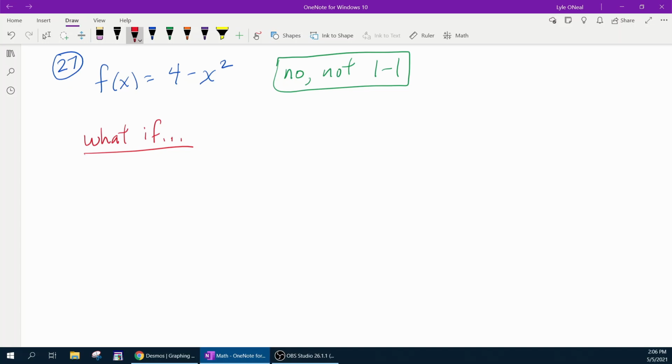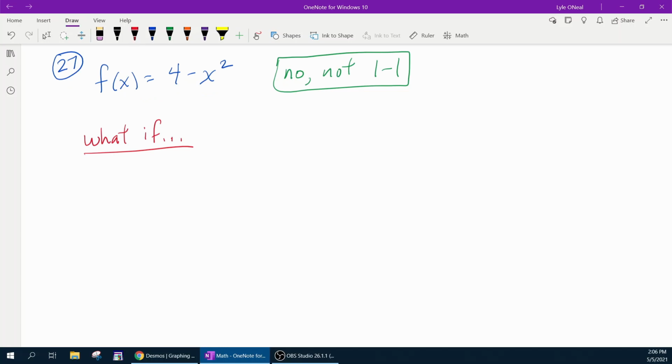And the answer is yes. First of all, yes, there is a way to make this function one-to-one. And if it is one-to-one, then we can find the inverse, and listen to this, the inverse will be guaranteed to be a function. So I could find the inverse of this function the way it is, but the inverse would not be a function because the original function is not one-to-one.